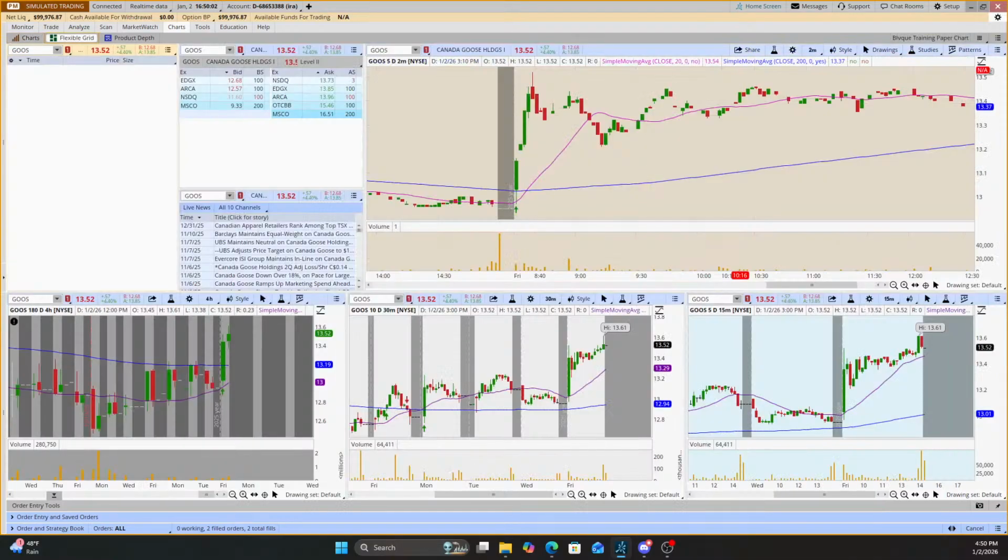But let me see. So we're gonna go to the select grid. If you would have got in this morning, tail wick, boom, elephant bar, you would have got in right here. Now if you would have missed this bar, I would have got in on this bar.